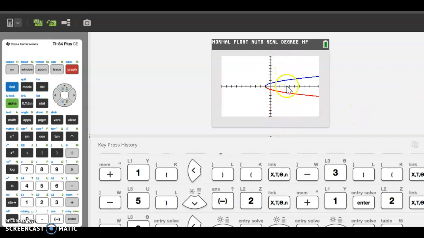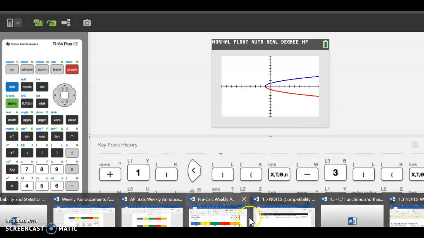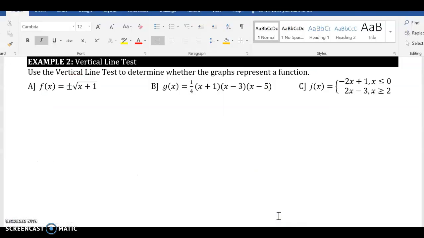So does it pass the vertical line test? No, that means it's not a function. So what I would do for notes purposes here, I am going to use my calculator, but I'm just going to draw myself a little sketch here to remind myself what it looked like. And this is not a function. It's a sideways parabola.